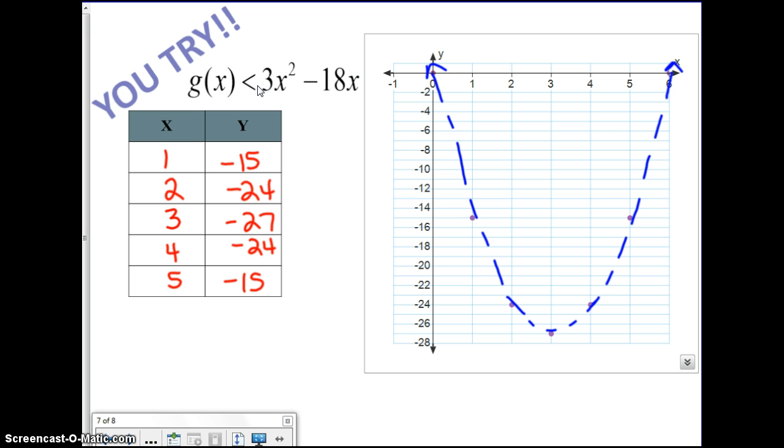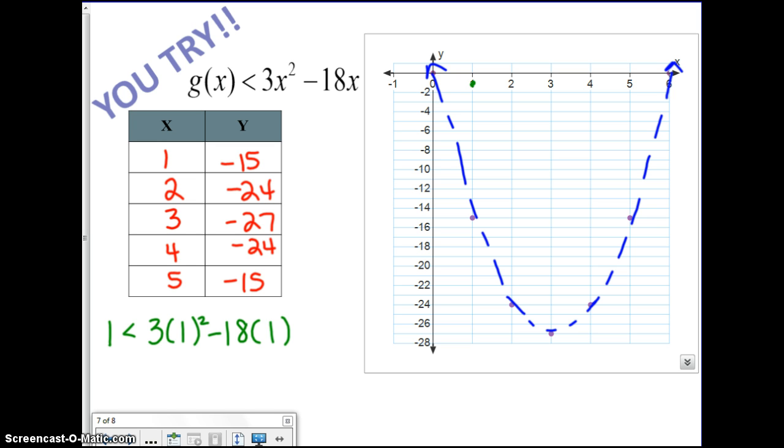Now, in the last 3 problems, we used 0, 0 to check to see where to shade. However, notice that 0, 0 is actually a point on the parabola. We can't use 0, 0 to check. So I'll pick another nice number. Let's say 1, 1. So I'm going to plug in 1 for y and 1 for x.